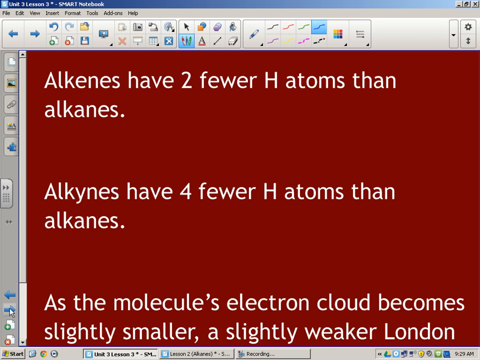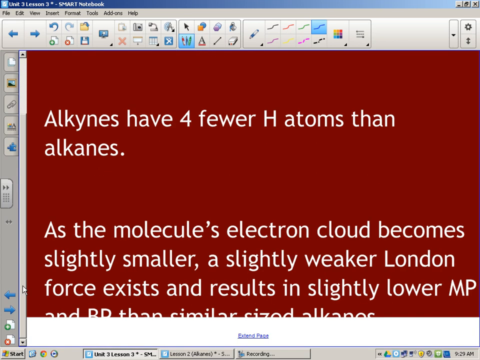Alkenes have 2 fewer H atoms than alkanes. Alkynes have 4 fewer H atoms than alkanes. Of course, that comes from the formula. We said alkanes are all single bonds. It's 2n plus 2. If we take those 2 off, we're going to have 2 fewer hydrogens. If we take another 2 off to make an alkyne, technically there are 4 fewer hydrogens than alkanes.